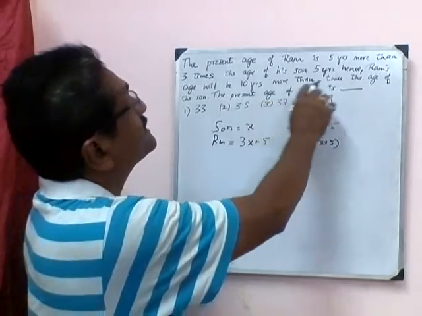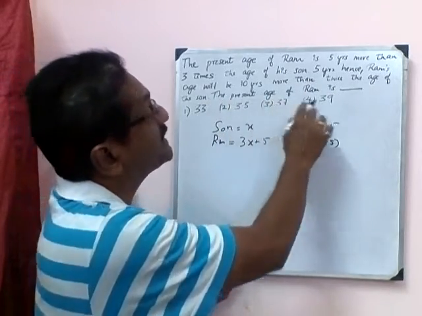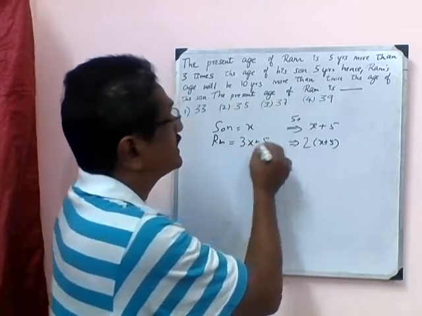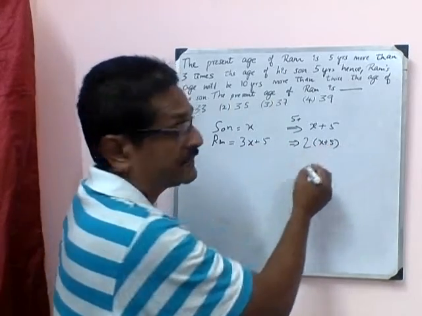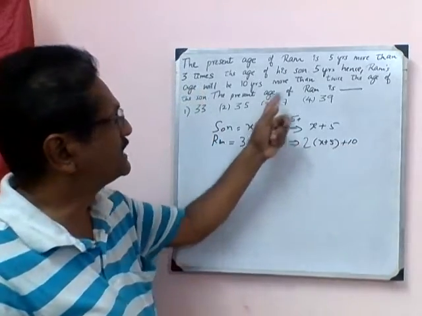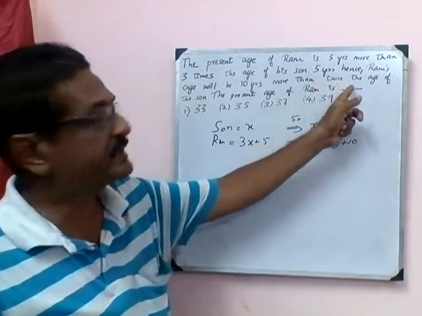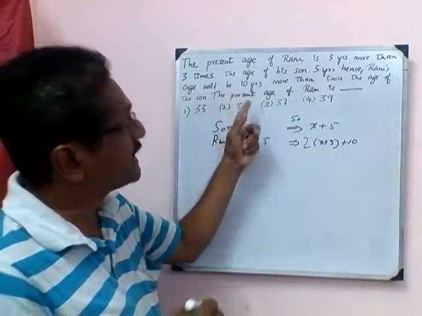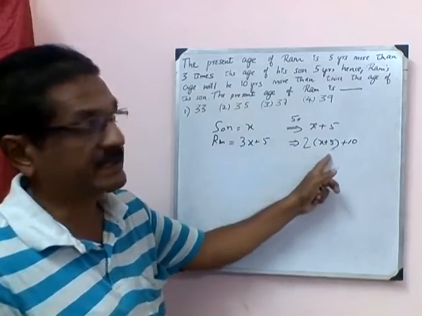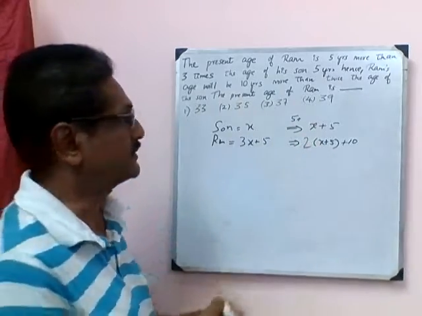So after 5 years Ram's age will be 10 years more than twice the age of his son. So what will happen to Ram's age? It will be twice the age of his son plus 10. Listen here carefully. The second condition says 5 years hence Ram's age will be 10 years more than twice the age of his son. So that we have found.